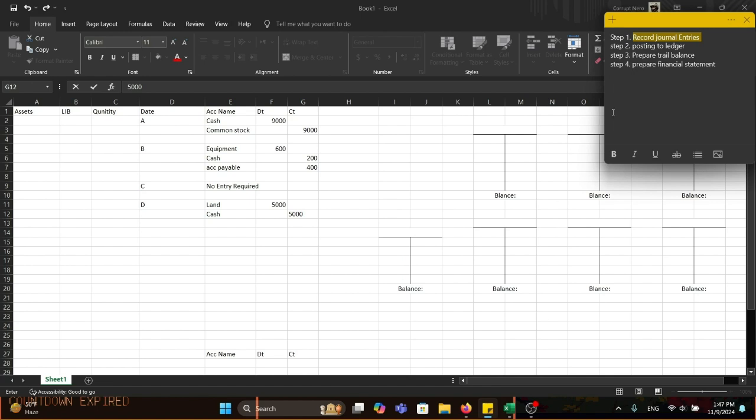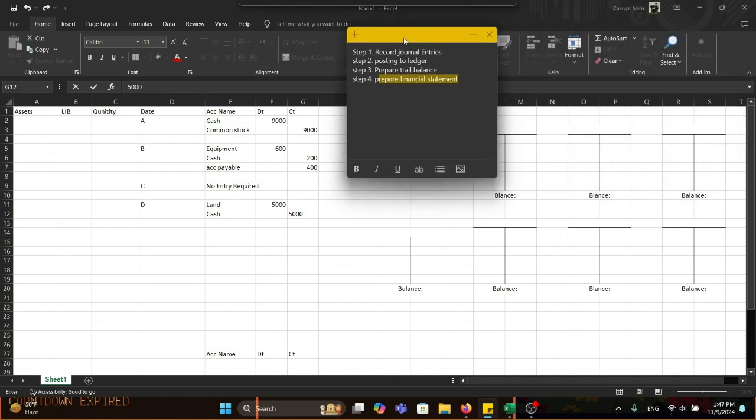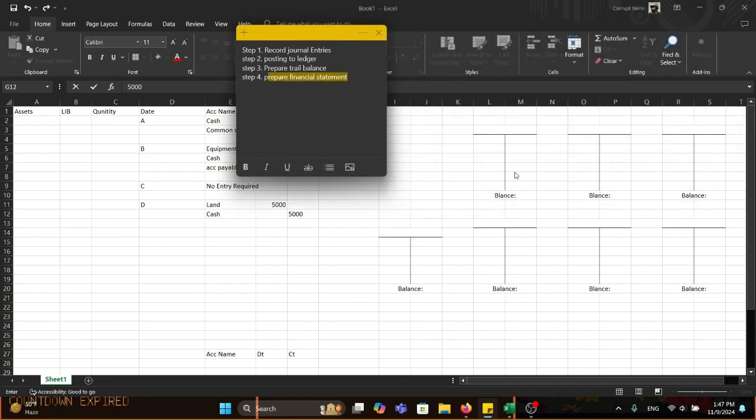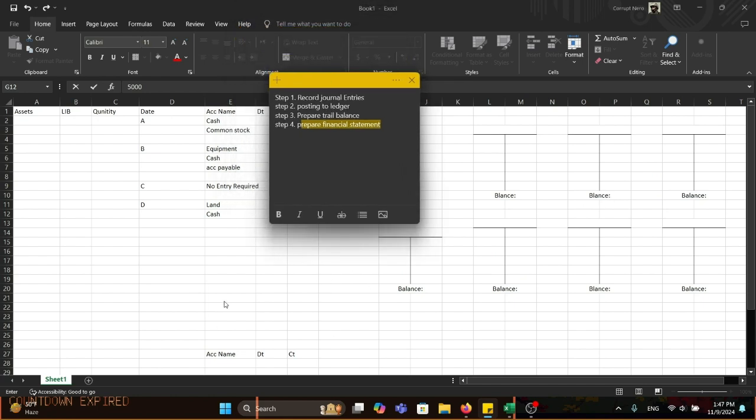Some people might ask me why am I writing this first instead of this. Well, as you can see, the last one is prepare financial statement. The financial statements need the balance. So we have to get the cash and all those stuff, and we have to find out all the balances and we write them down. And it's impossible to do it without doing these steps. So we're gonna put this on last.